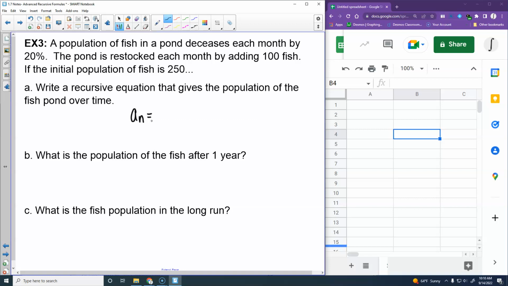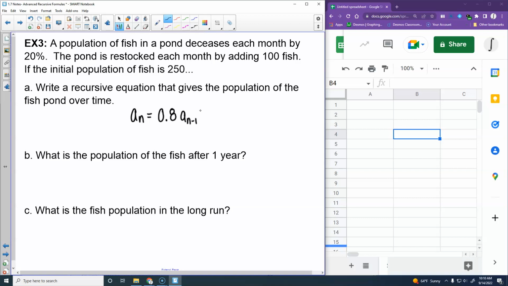0.8. Why not 0.2? That's the number that are no longer with us, right? We want to know the fish that are still there, right?